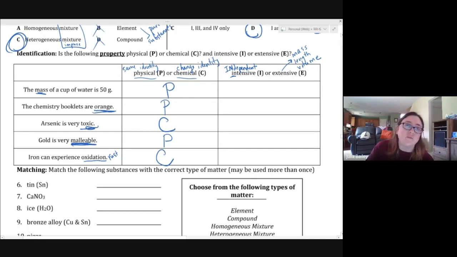If I have more stuff, it's going to weigh more. If I have more stuff, it's going to be longer. If I have more stuff, it's going to take up more space. That's what that means when we say mass, length, and volume are extensive properties.